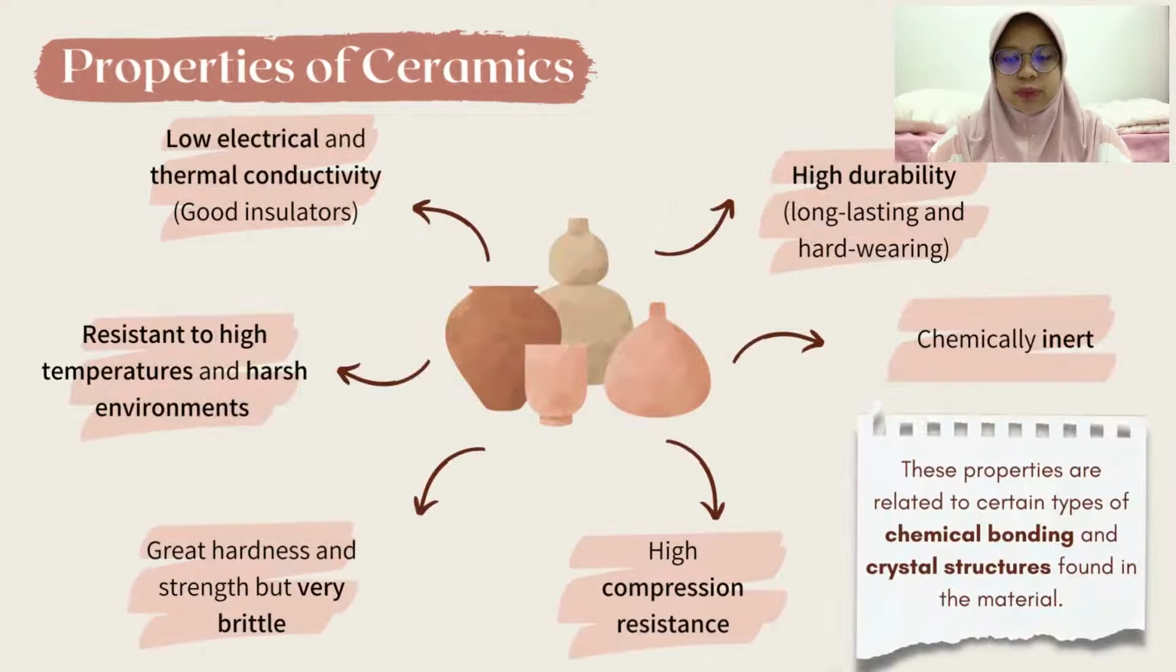Next, we will look at the properties of ceramics. So, ceramic has low electrical and thermal conductivity, which means they are good insulators. And then they are more resistant to high temperatures and harsh environments than metals or polymers. And then ceramic has great hardness and strength, but they are very brittle, which is rapuh. And then ceramic has high compression resistance, and they are also chemically inert, which means they are chemically unreactive.